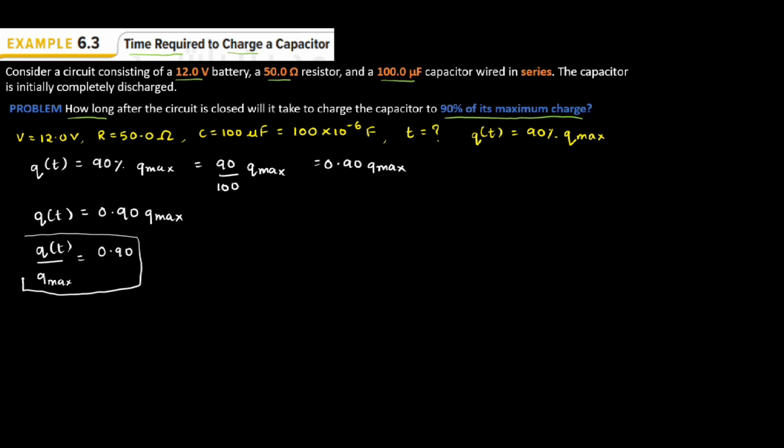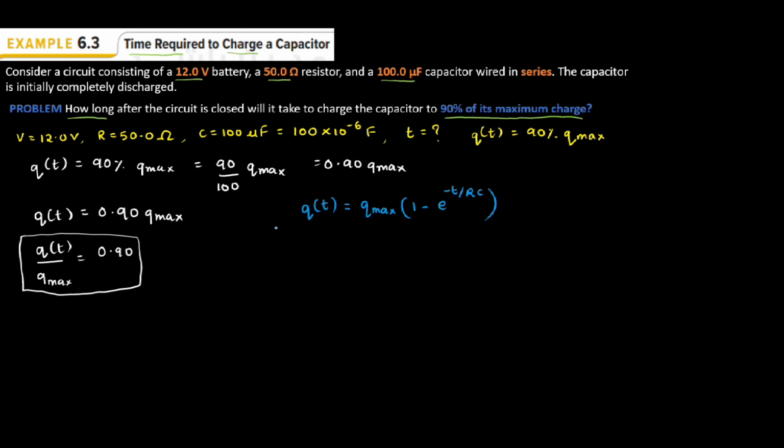We will use this equation in the next part of the problem. The question wants me to find how long it will take, so it wants me to find t. We will use the equation for charging of a capacitor, and the equation goes like this. Charge of the capacitor at any given time equals the maximum charge the capacitor can hold, times the bracket, 1 minus e to the power -t over RC. I'm going to solve this equation to calculate t.